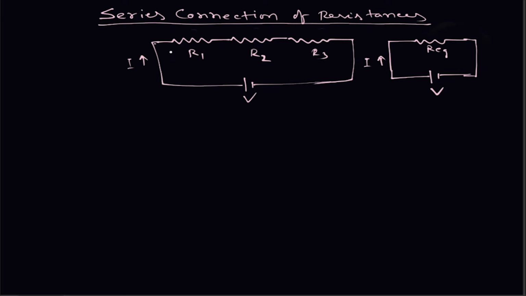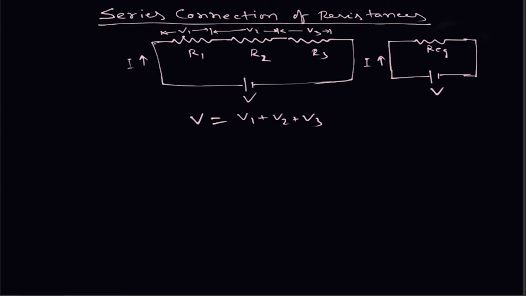Now the voltage across this resistance is V1, voltage across this resistance is V2, and voltage across this resistance is V3. You can connect a voltmeter across each resistance and note down the voltage. Note down all these three voltages V1, V2, V3, and you will observe that V is equal to V1 plus V2 plus V3. These three voltages, when added, will be equal to this supply voltage.